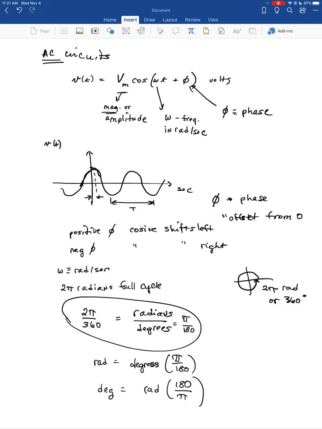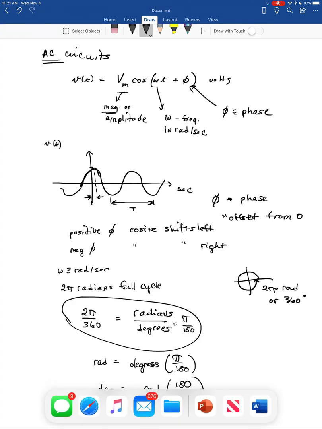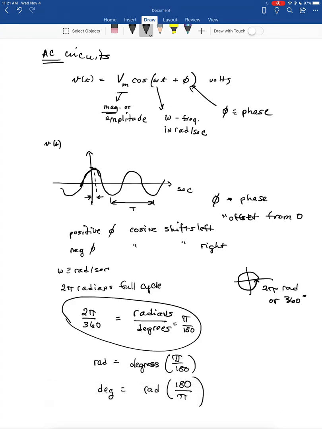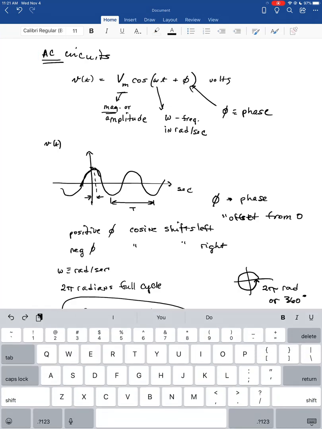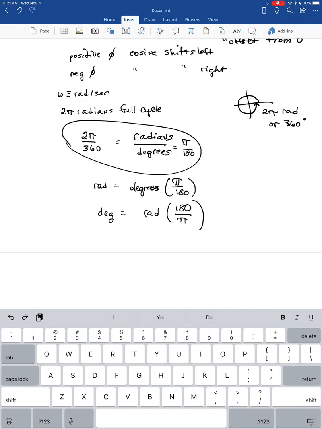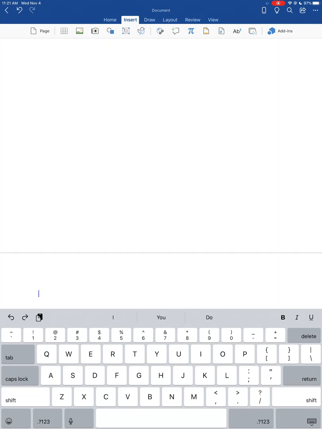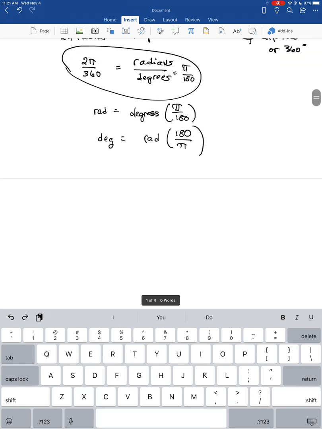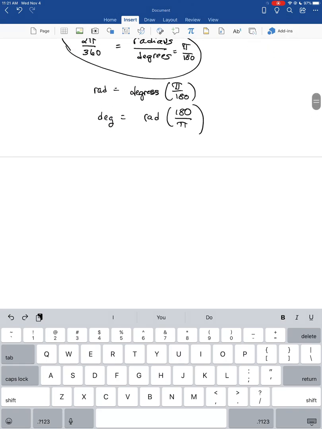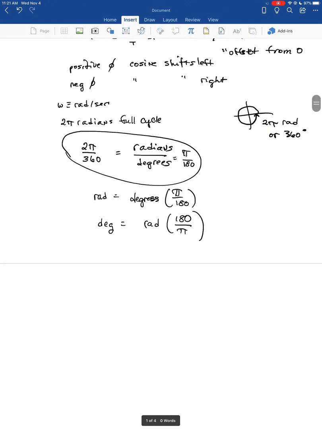Now, let me see if I can get a carriage return here. So let me get some new pages. Actually, let's see if I can insert a page break. There we go. And let's do some more, so I don't have to do this again.